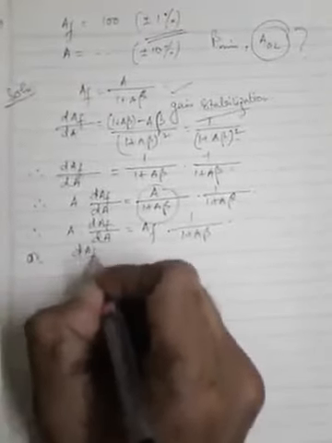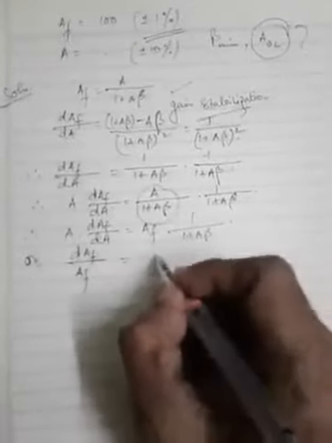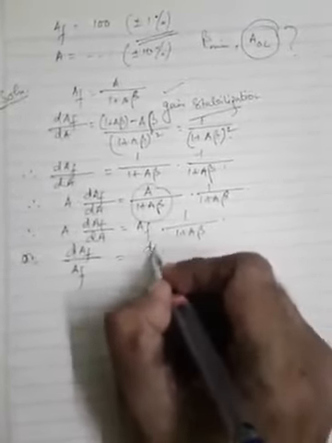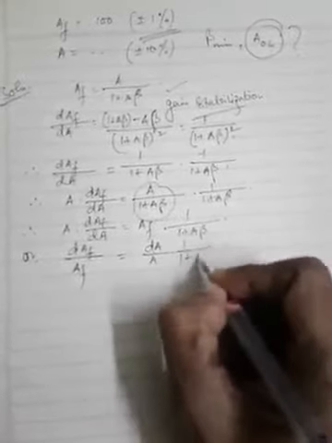Or we can write dAF by AF, taking AF to the left side and dA to the right side, dA by A into 1 by 1 plus A beta. Okay, so this is the expression after differentiation of this formula.